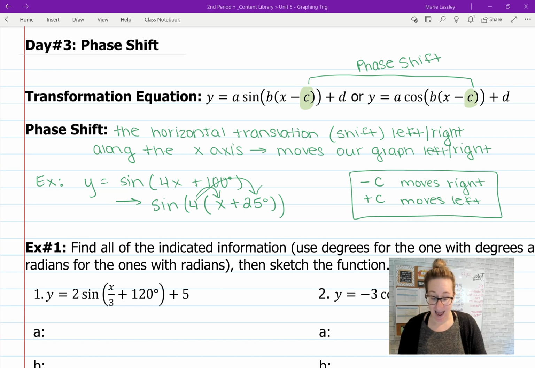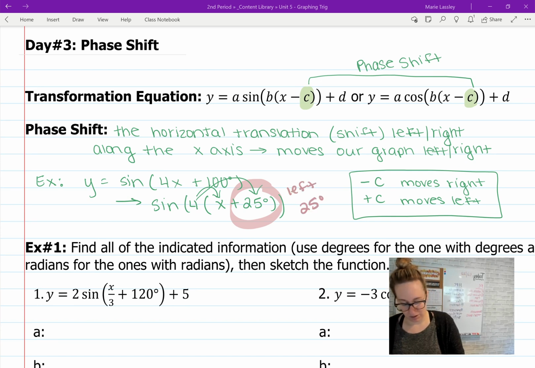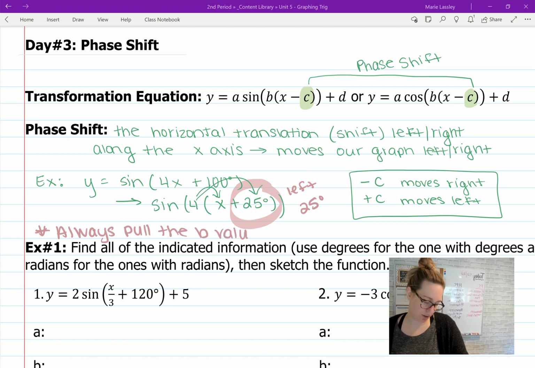All right, but now this is correct. And so we can see our actual phase shift is left 25 degrees. That is correct. All right, so we'll put a little star: always pull the B value out first.